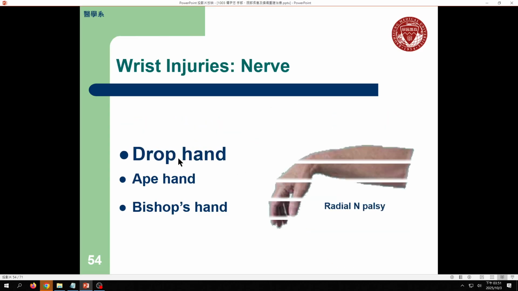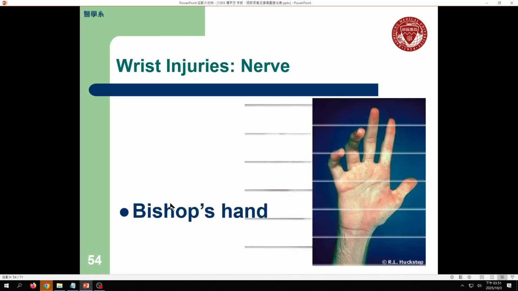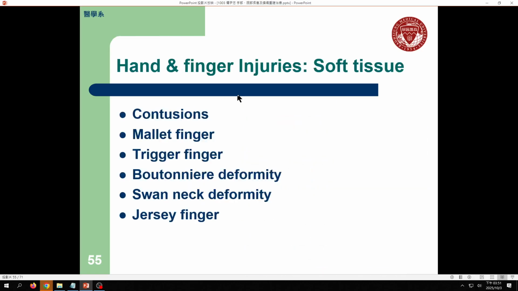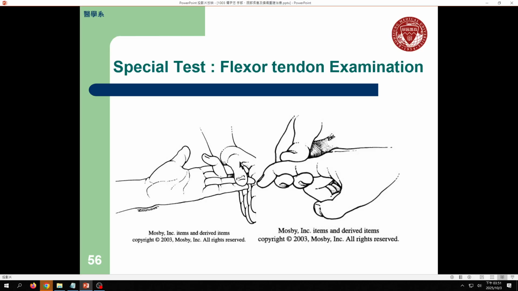Then claw hand, drop hand, ape hand, bishop hand, let's skip it. The other one is a substitution here, the hand and fingers. Previously, that was around the wrist. Right now, we're around the hand, okay? And this one, okay, today, if you could do what I say right now, just only one, that's enough. Then I will invite you to 如斯葵 tonight.